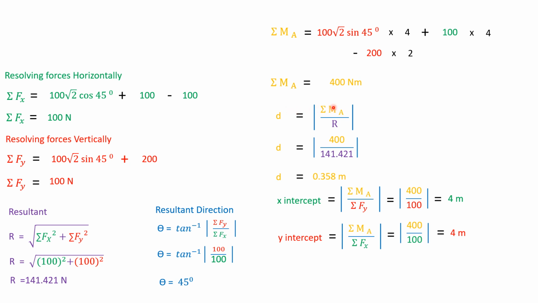We will get summation MA value, and D, that is perpendicular distance of resultant from point A, is given by summation MA by R. Substituting summation MA value and R value, we get D value, and x-intercept we get by summation MA by summation Fy. Substituting those values, we get x-intercept, and y-intercept is given by summation MA by summation Fx, we get y-intercept.